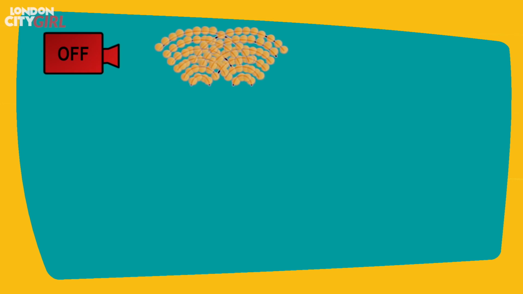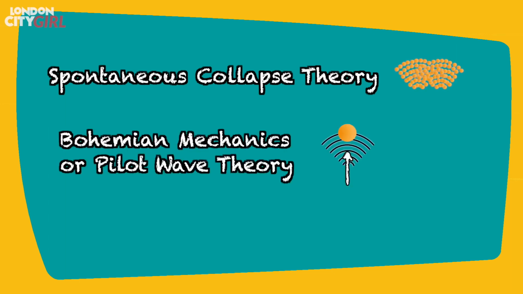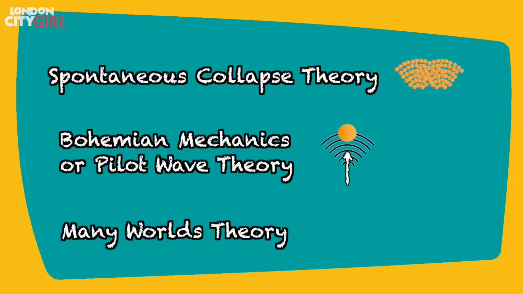So now we know that measuring appears to have an effect on the behavior of particles, and there have been many theories to explain this. A few notable ones are the spontaneous collapse theory, Bohemian mechanics or pilot wave theory, and the many worlds theory. Of all the theories, the one that seems to have captured popular imagination is unsurprisingly the many worlds theory, so we will touch upon that briefly.